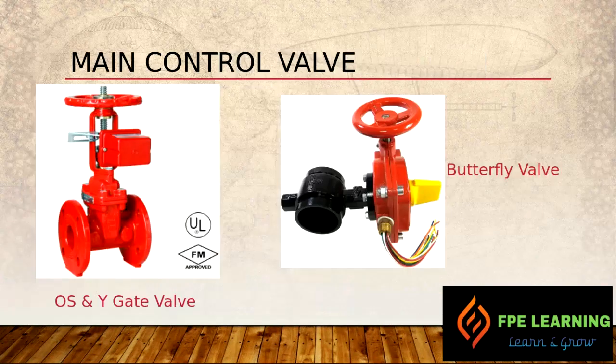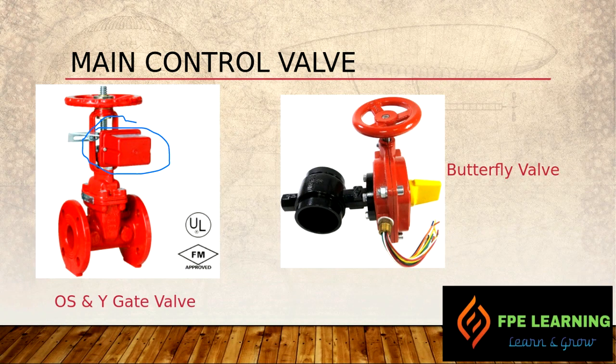Then we have a main control valve, right? We have an OS&Y type gate valve and we have a butterfly valve. We saw the main control valve just below the alarm check valve to control the supply lines, right? To close or open the valve. This control valve needs to be supervised and connected to the fire alarm panel. Here we have a tamper switch.